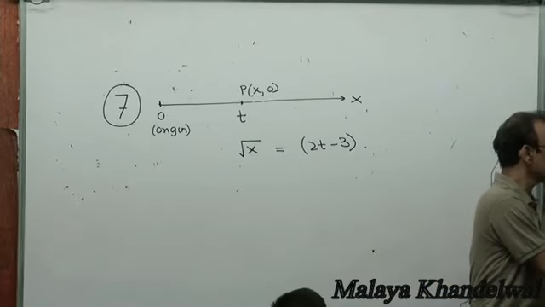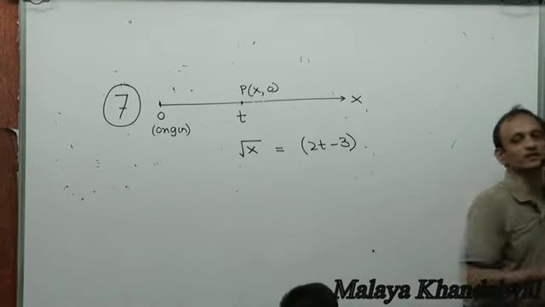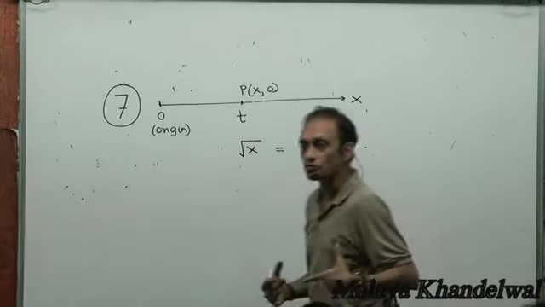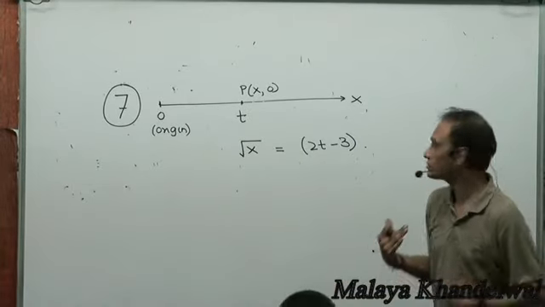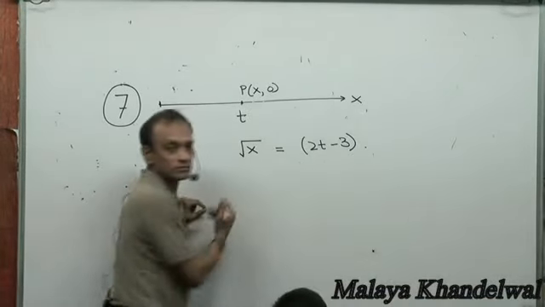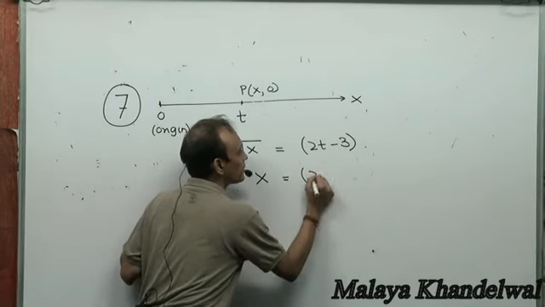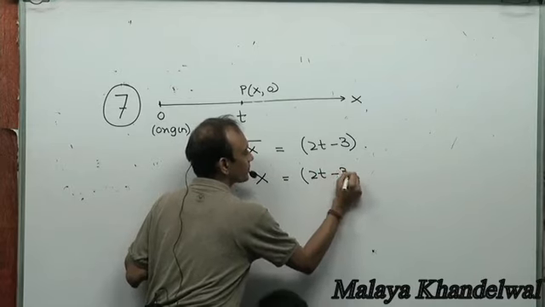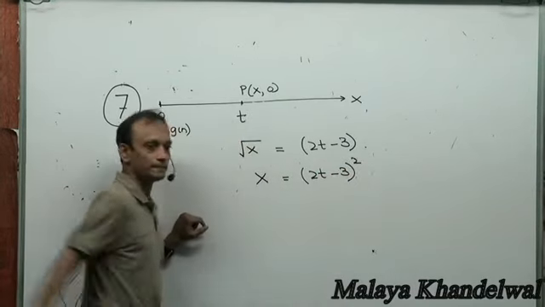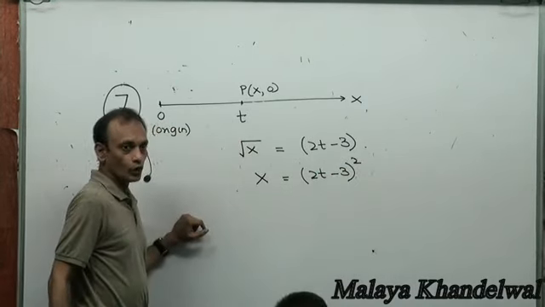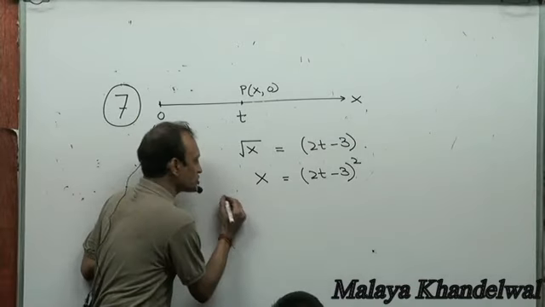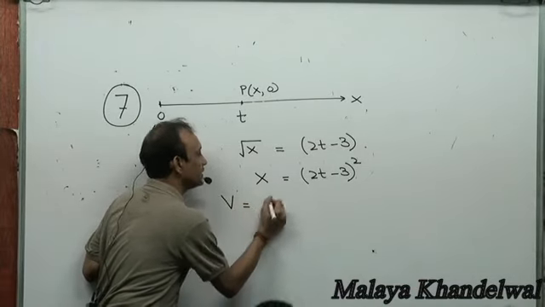We want to figure out the point where it is at rest, whether it's accelerated or not, and let's go on to check. Let me square this. For convenience, x is 2t minus 3 whole square, right? What would give me the velocity? Velocity is given by dx dt.